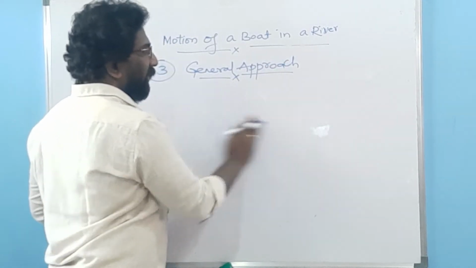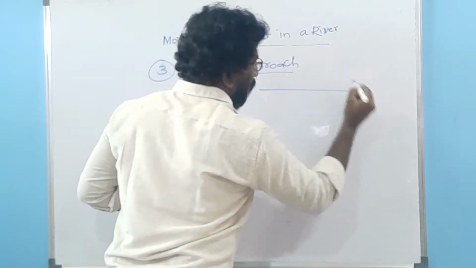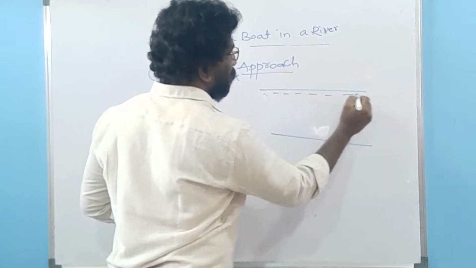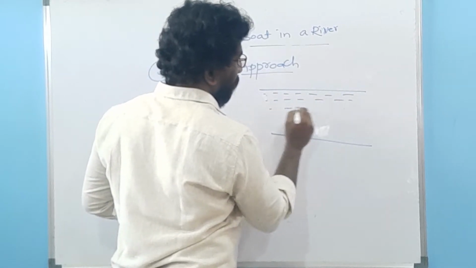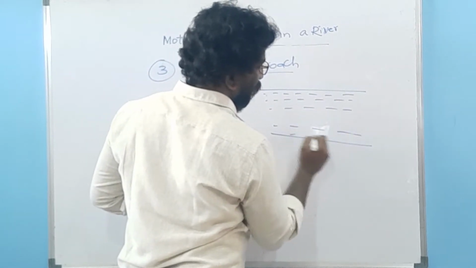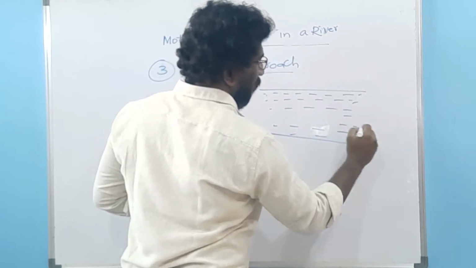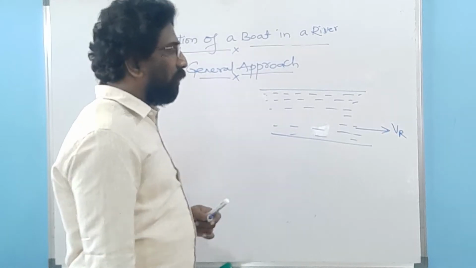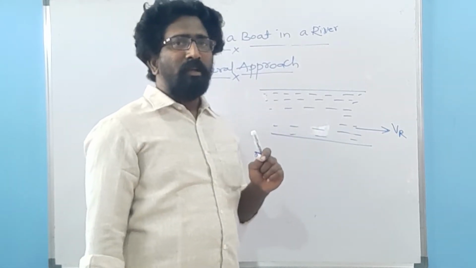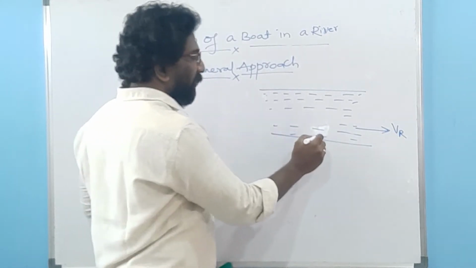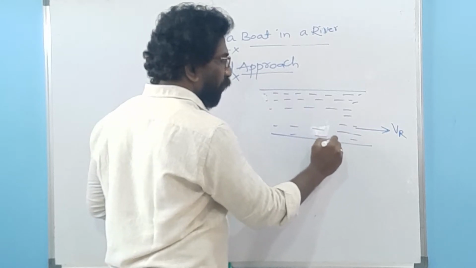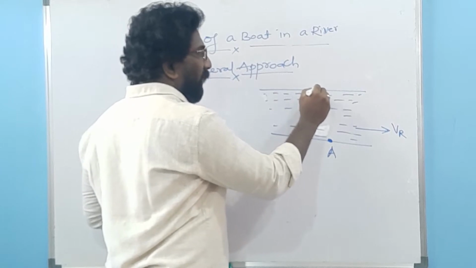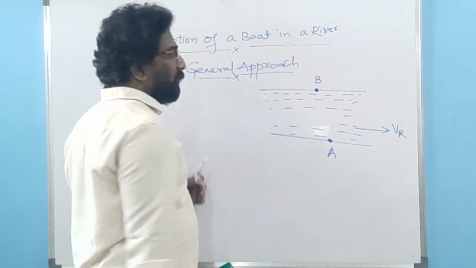So see now, let me assume this is my river, and water is flowing in this direction. If water is flowing in this direction, let this one be the flow of water, VR. That's the velocity of the water or the velocity of the river. And then if here is my boat, at a point A on one of the banks of the river, my boat has to reach point B.